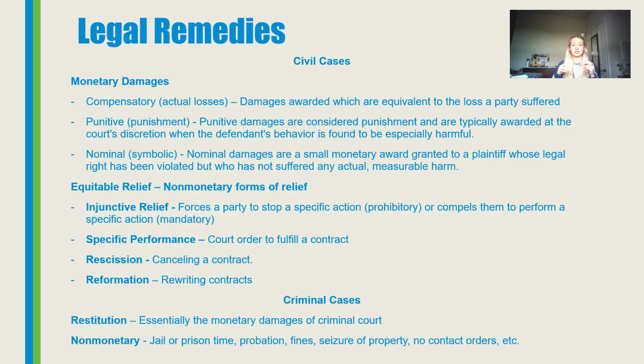Punitive damages are considered punishment and are typically awarded at the court's discretion when the defendant's behavior is found to be especially harmful. And then nominal or symbolic damages are usually not awarded very much. I would say punitive and nominal are both not awarded very much, but nominal damages are a small monetary award granted to a plaintiff whose legal right has been violated, but who has not suffered any actual measurable harm. Equitable relief, non-monetary forms of relief.